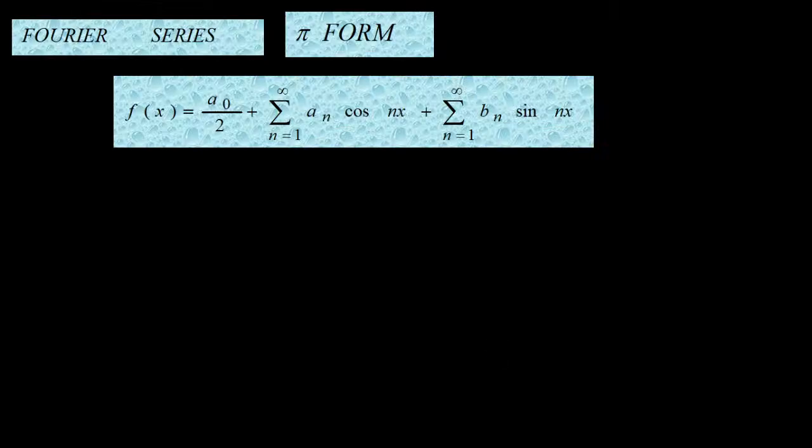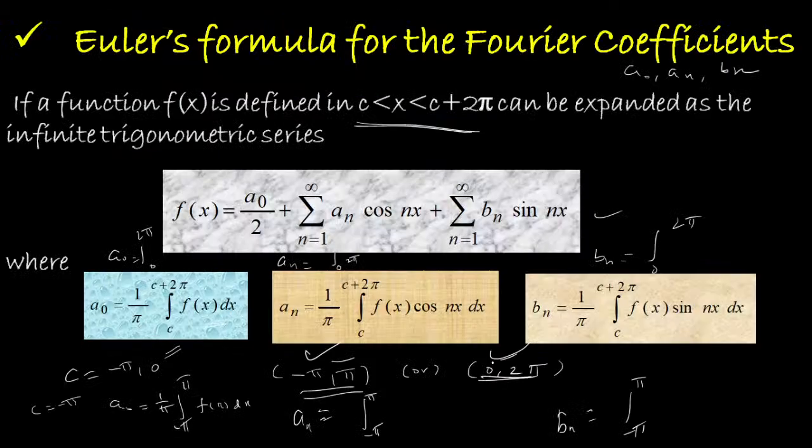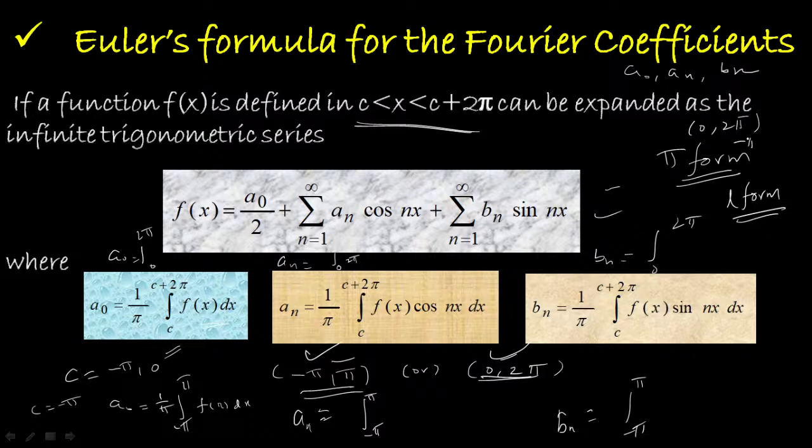Now let me explain. There are two types of categories we are going to discuss. One is pi form, another one is L form. Under change of intervals we have to discuss L form. First we have to concentrate on pi form. Pi form is nothing but either the interval length is 0 to 2 pi or minus pi to pi. So these two cases we are going to discuss under pi form.